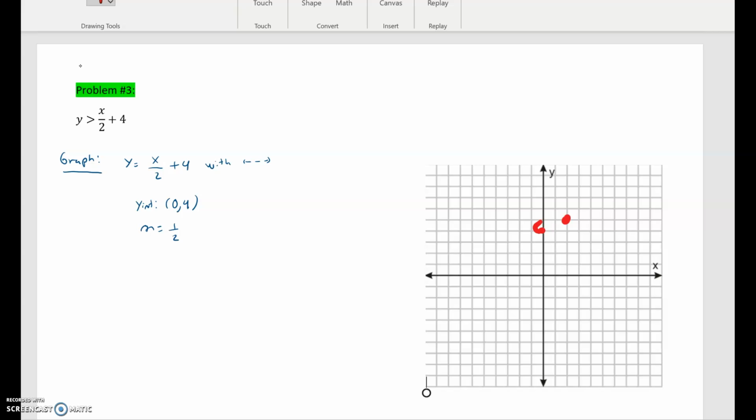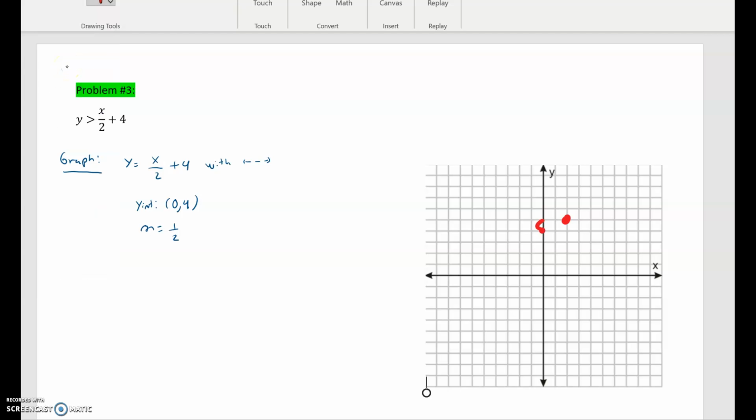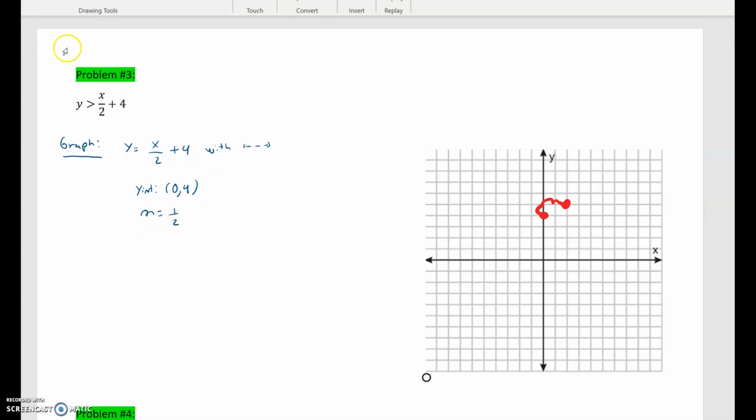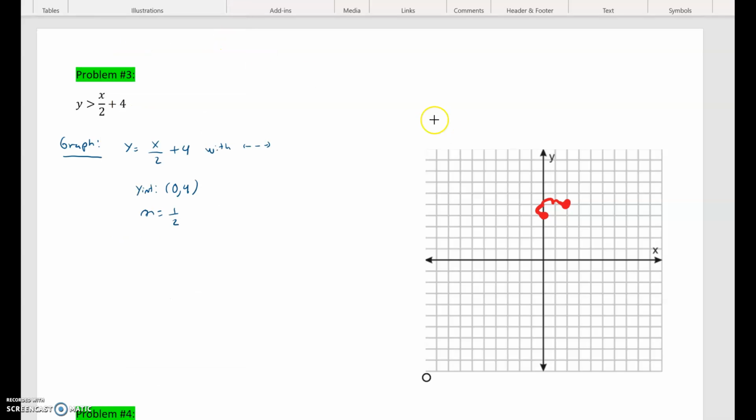Let me fix the lining. Okay, so 1 unit up and then technically 1 and 2. Okay, so those are our 2 coordinate points. Let me draw the line. And remember that this line is going to be dotted because of the statement greater. So give me just a second.